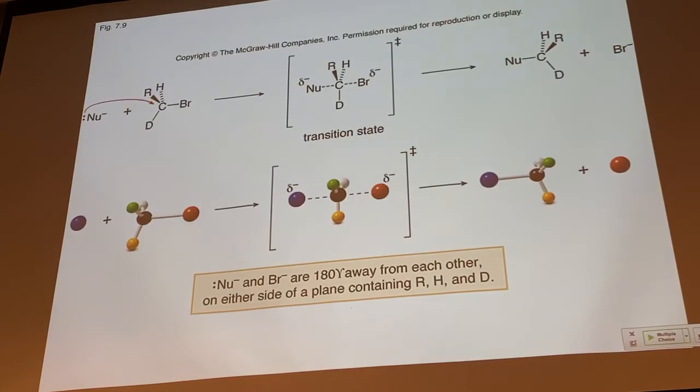One way to think about it is, why wouldn't it happen by front side attack? What would be bad about having a front side attack? Yes? Okay, so the bromine is a big atom, it's true. What does the bromine have? A partial negative charge, right? The bromine is Lewis basic. The bromine has a partial negative charge.